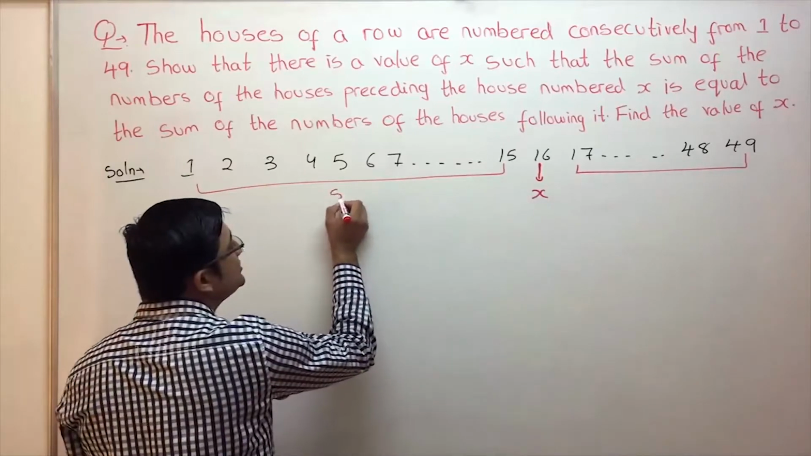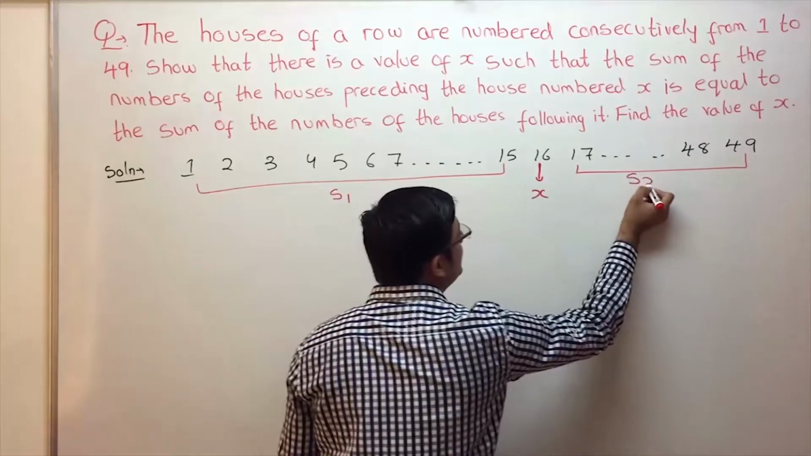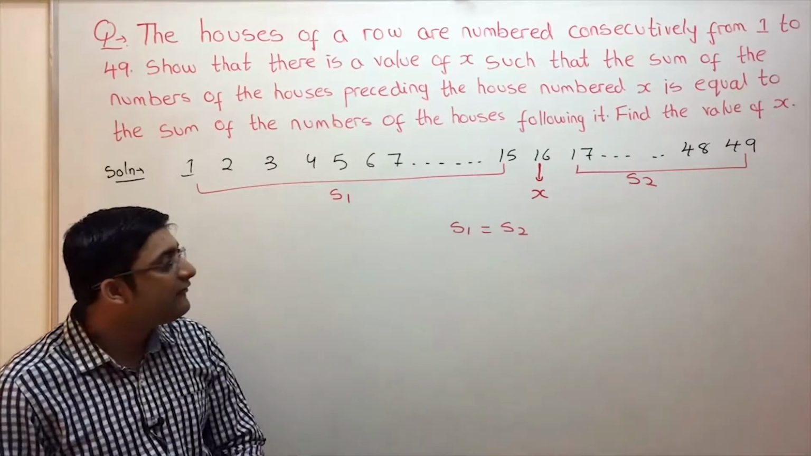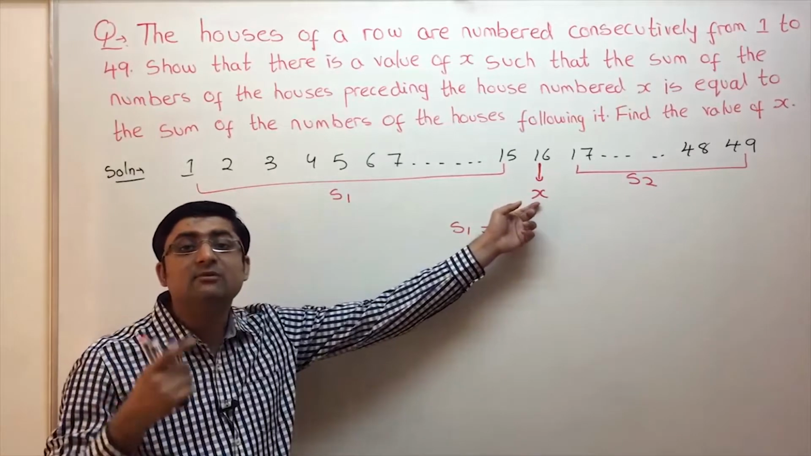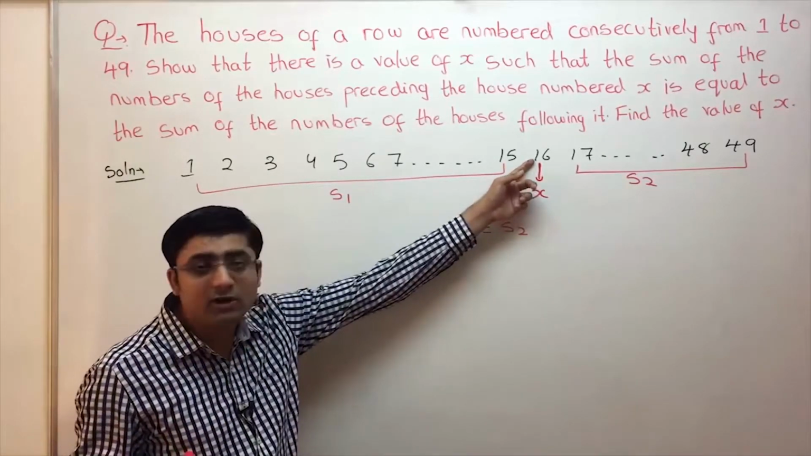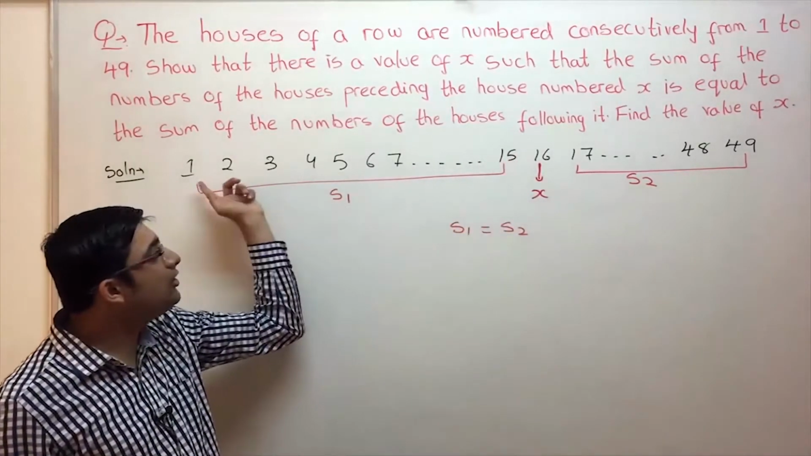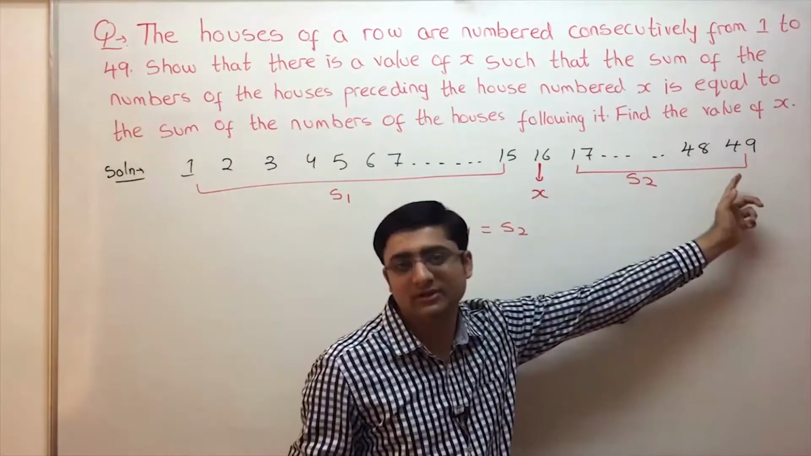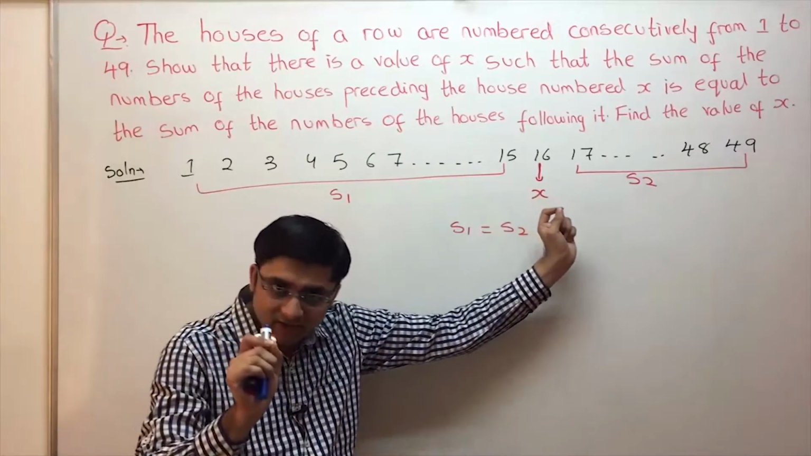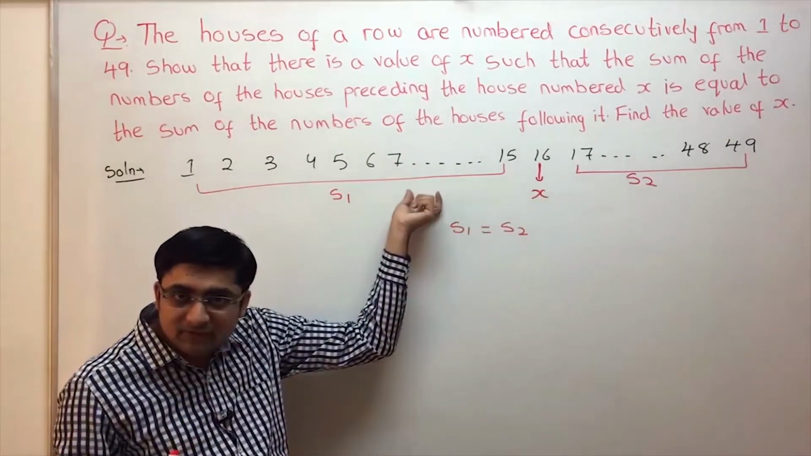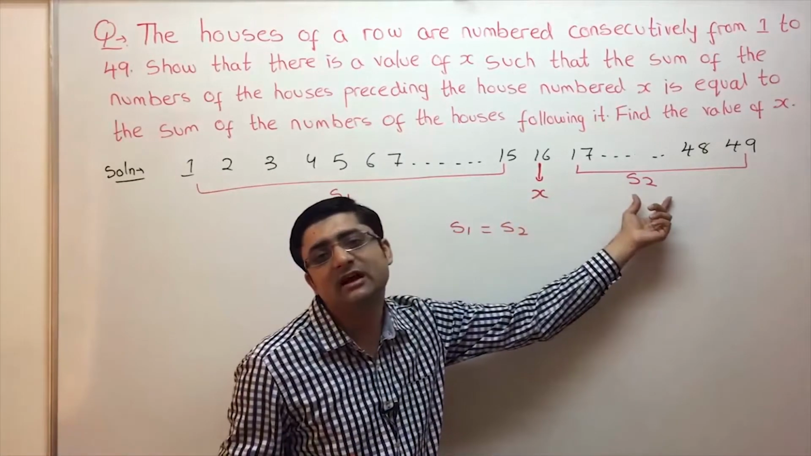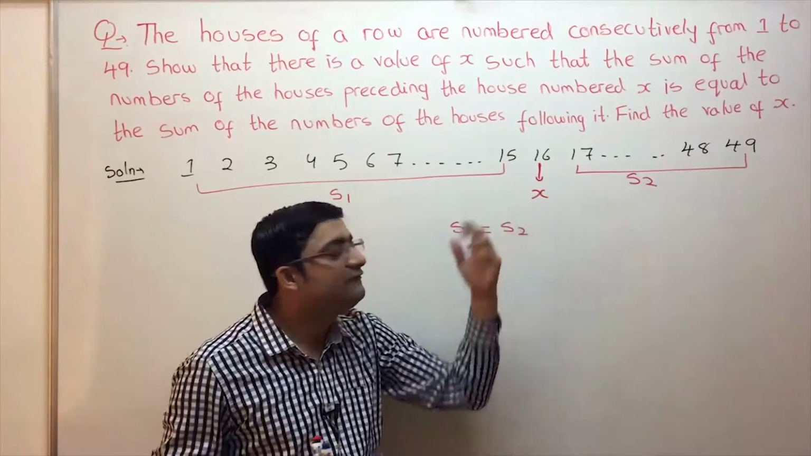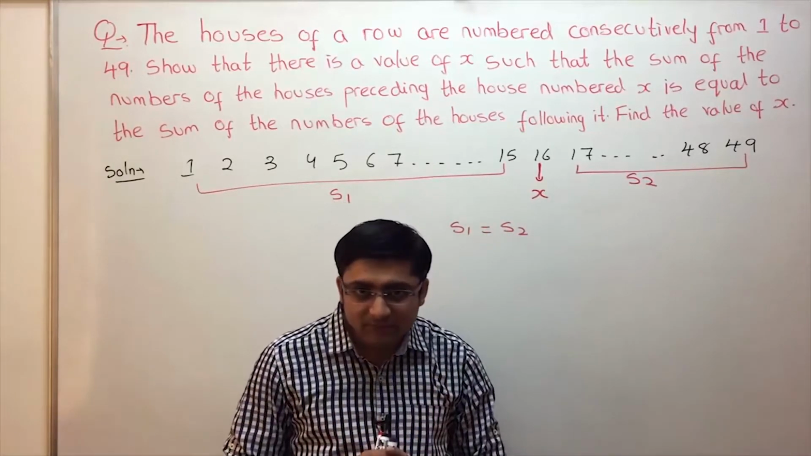So if I call this S1 and this S2, basically we have to show S1 is equal to S2. I repeat, find the value of x such that the sum of the numbers preceding x, that is the sum of all the numbers just before x, is equal to the sum of the houses after x. So we have to find that value of x such that the sum of all the numbers before x is equal to the sum of all the numbers after x. This is what the question is. I hope the concept is clear.